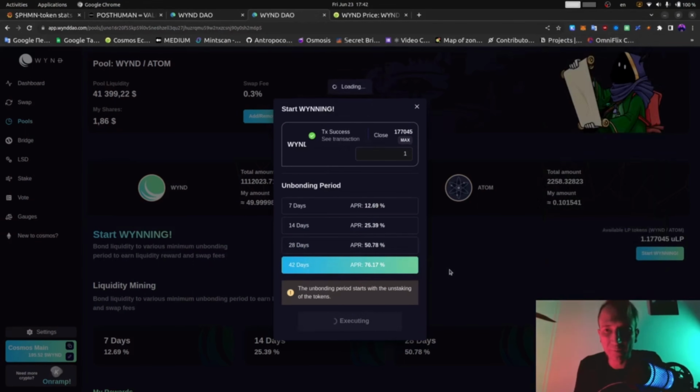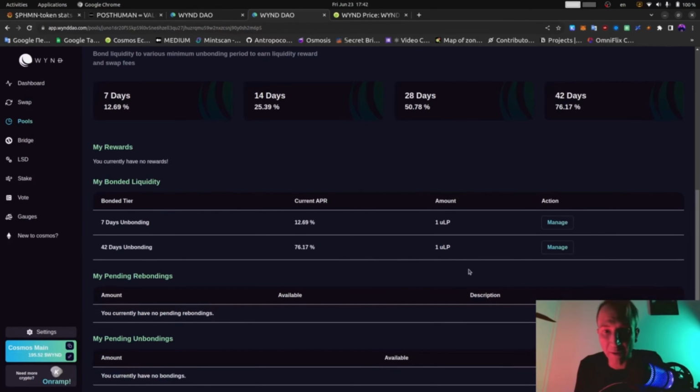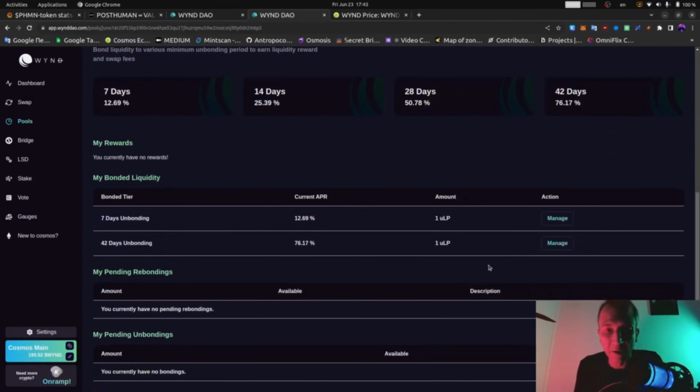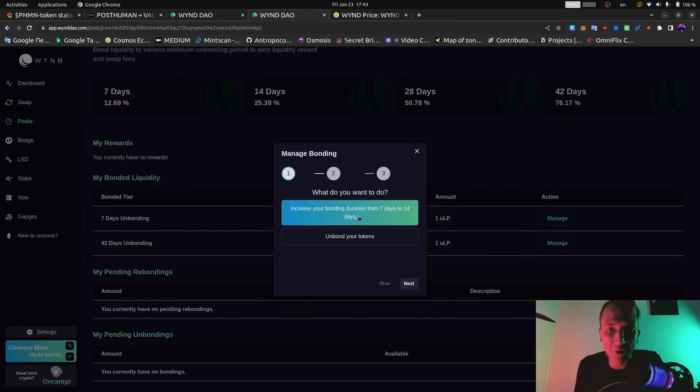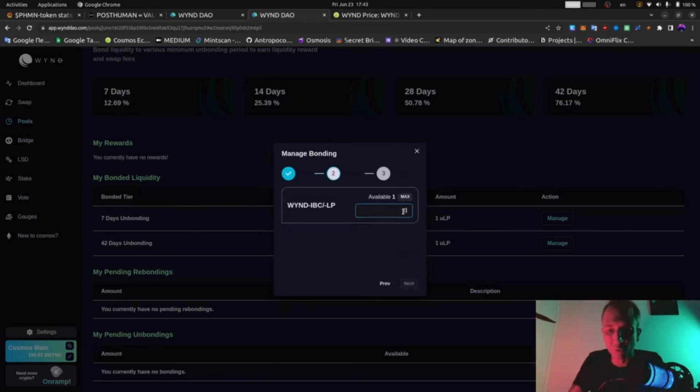Approve. Transaction successful. Now we see that we have two different kinds of bonded liquidity, and if we want to unbond them, in the case of the 7 days, we click on manage. Yes, increase your bonding duration from 7 days to 14 days, or unbond your tokens. We can choose to unbond your tokens, and it means that in 7 days it will be available. How much do you want to unbond? Let's unbond only half of them. Next, you're about to unbond. Execute.